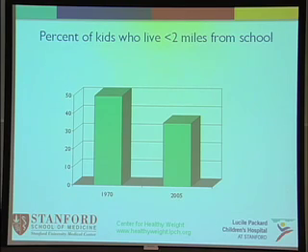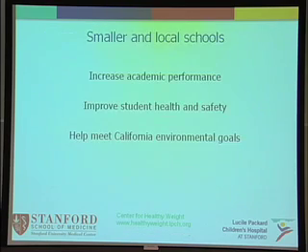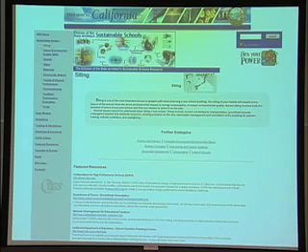Education has taken a lot of hits, but it does take a toll. And in general, smaller and local schools have been shown over and over again to increase academic performance. They improve student health and safety. They're helping California meet environmental goals. So again, this is a discussion we could spend half a day on because it has far-reaching implications. But what I want to focus on today is where the state is in thinking about this.